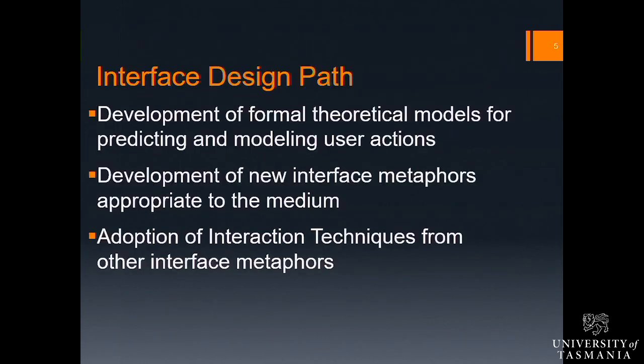All right, so this is a typical interface design path. The top line here is the development of formal theoretical models, for systems that we know well. This is about predicting how people are going to use a system that has been around for many years, so people have studied it comprehensively. For example, the desktop, window, mouse, pointer, everything you use nowadays.